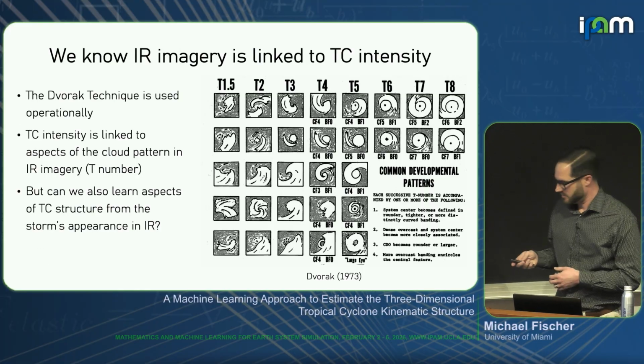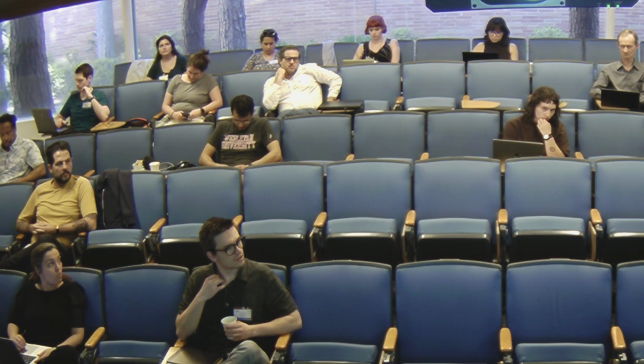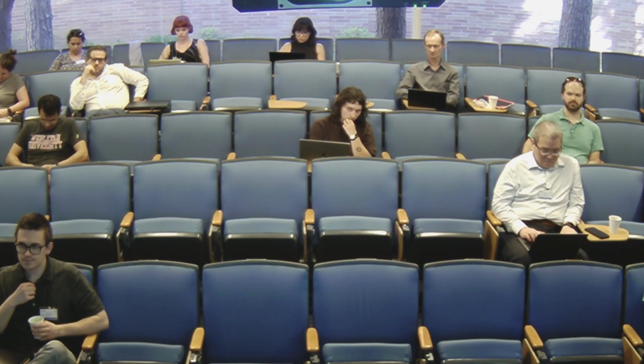Oh yes? This is a silly question. It shows how little I know about remote sensing. So from the satellite, we cannot get any information akin to a Doppler radar, like winds and things like that?